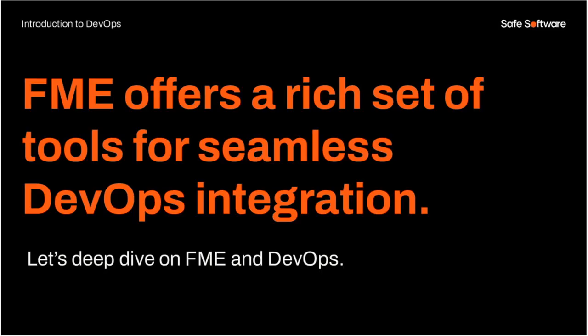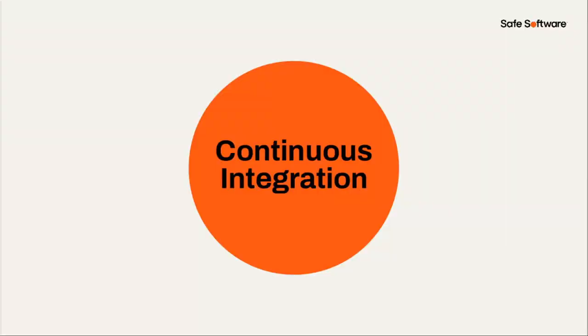So yeah, this is really a big message as we start this presentation. FME really does offer a rich set of tools for seamless DevOps integration now. There is a better way. We've got coverage in the continuous integration part, the continuous deployment part, the testing part, and the infrastructure as code part as well. So what we're going to do next is look at each section, each pillar, in more detail.